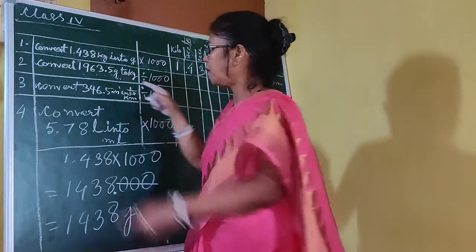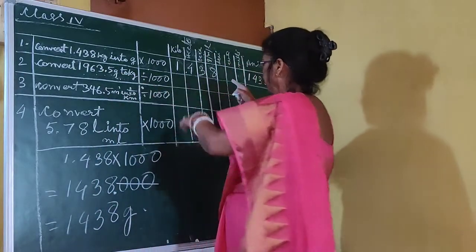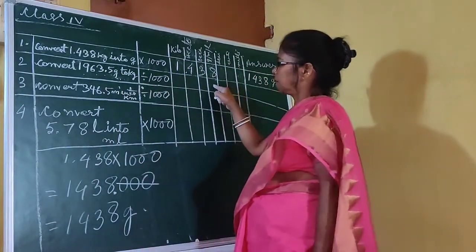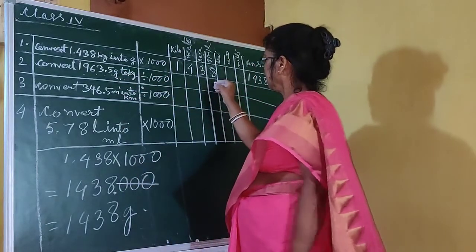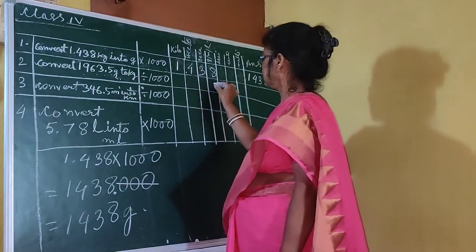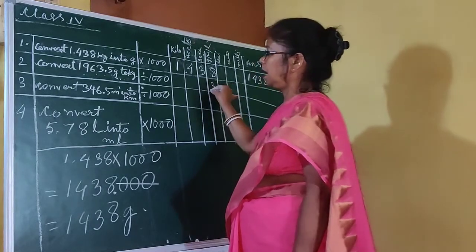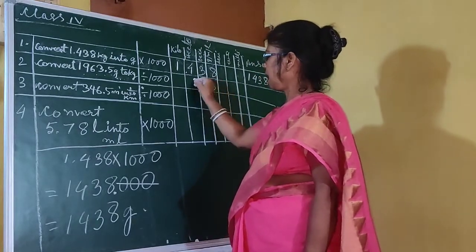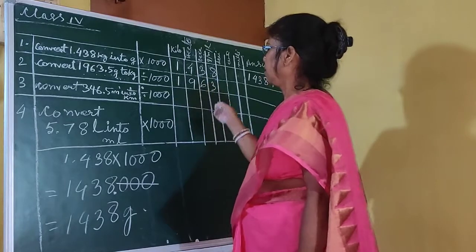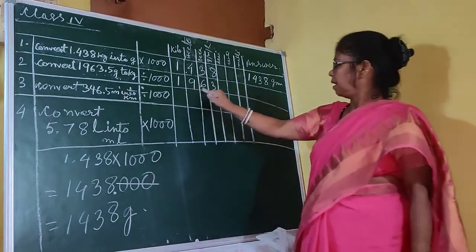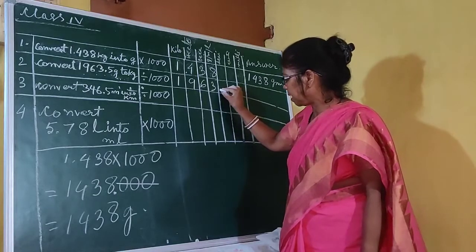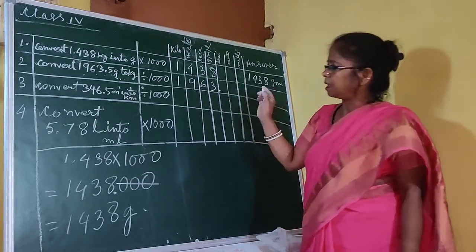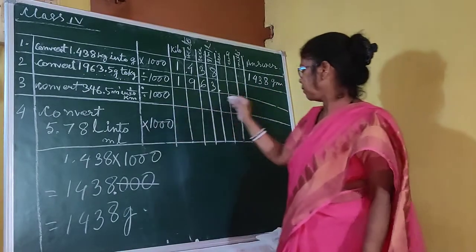So you start from here. Gram is here. So you write 3, the last place is 3 gram. 3, 6, 9, 1. 1, 9, 6, 3 gram. After gram is the decimal. The decimal will be here. Then what is the 5? 5.